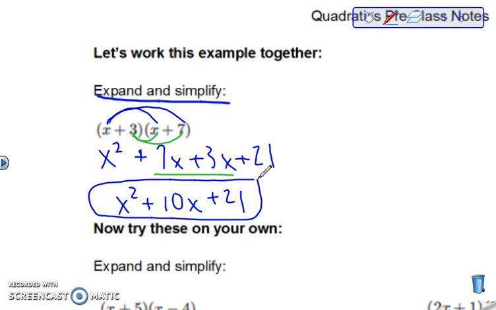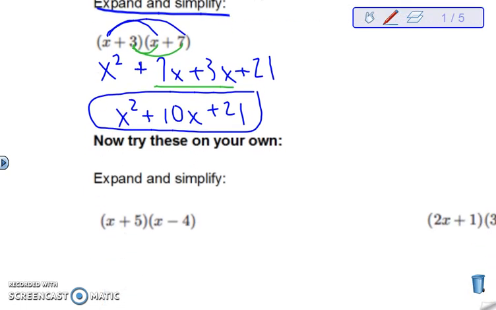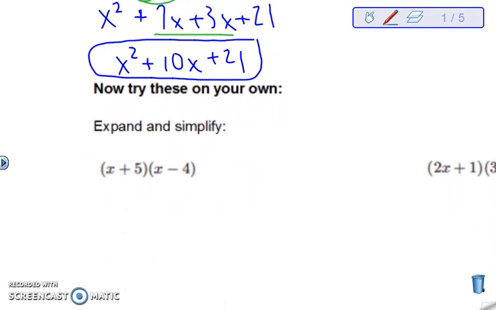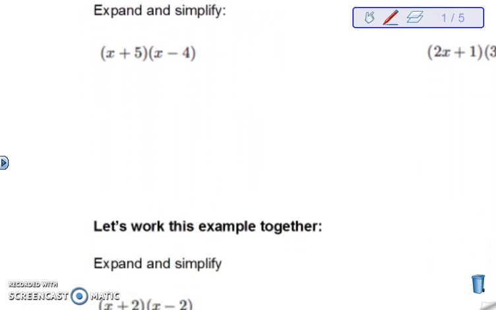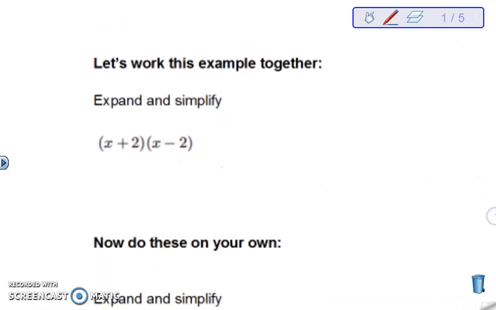Alright, so again, pretty straightforward. Hopefully you guys remember this from algebra. I got a couple more for you to do on your own. So the other two, you're going to work those out on your own, and we'll go over them in class next time.